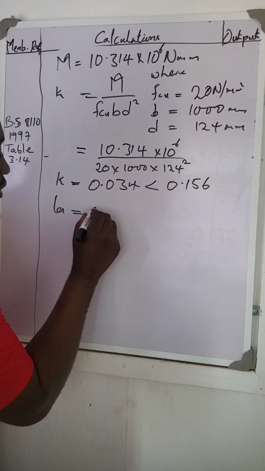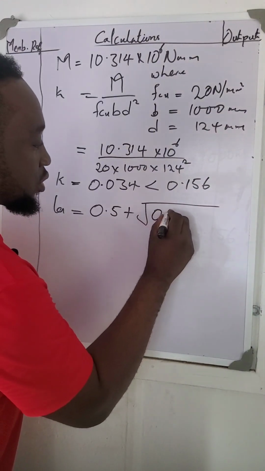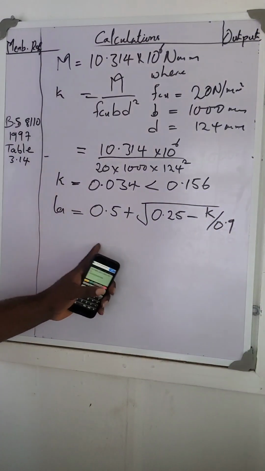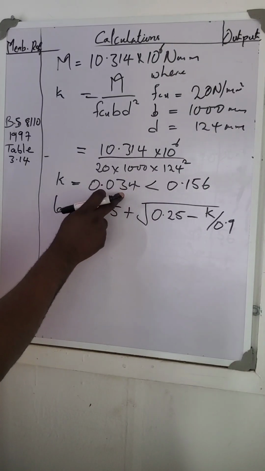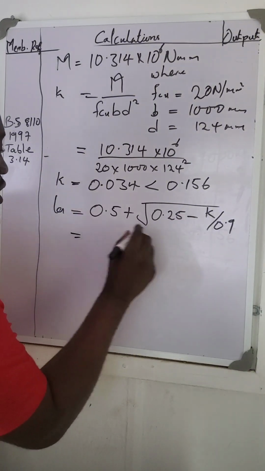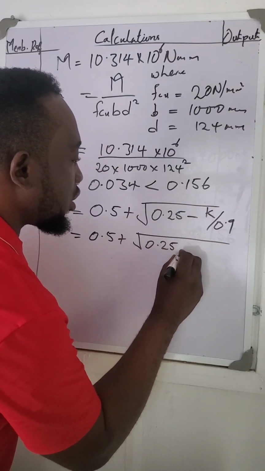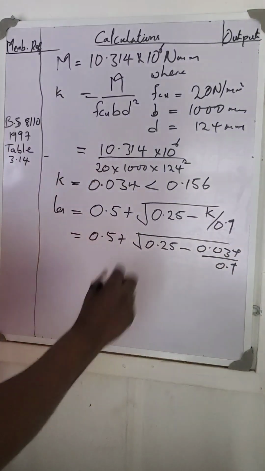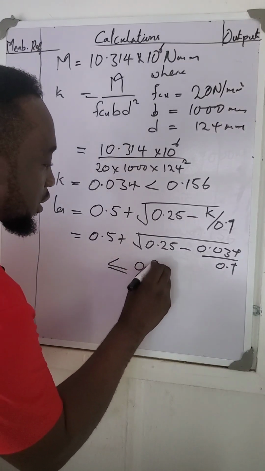Then our next step is the lever arm. This is from this formula: 0.5 plus square root of 0.25 minus K over 0.9. That's how to get the value for our LA. Now we've gotten the value of K, which is 0.034. So we'll now move straight. This is now 0.5 plus the square root of 0.25 minus 0.034 over 0.9. This must be less than or equal to 0.95.